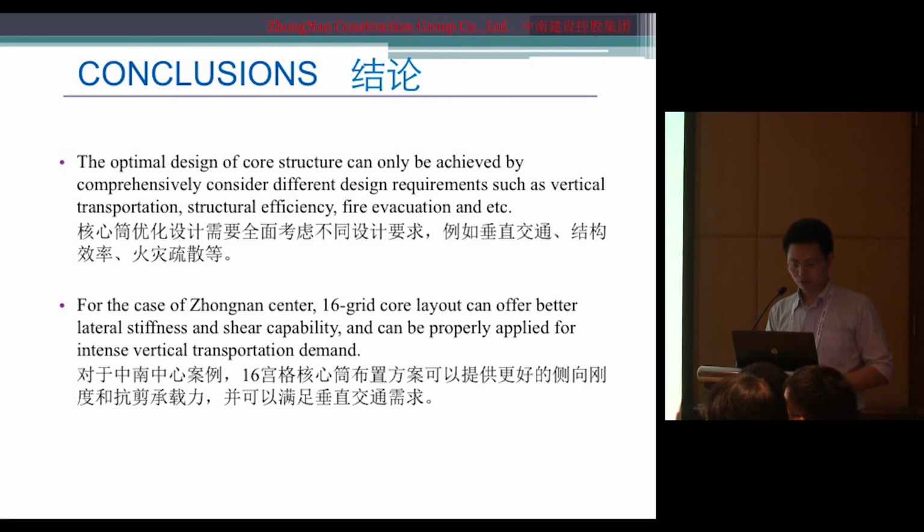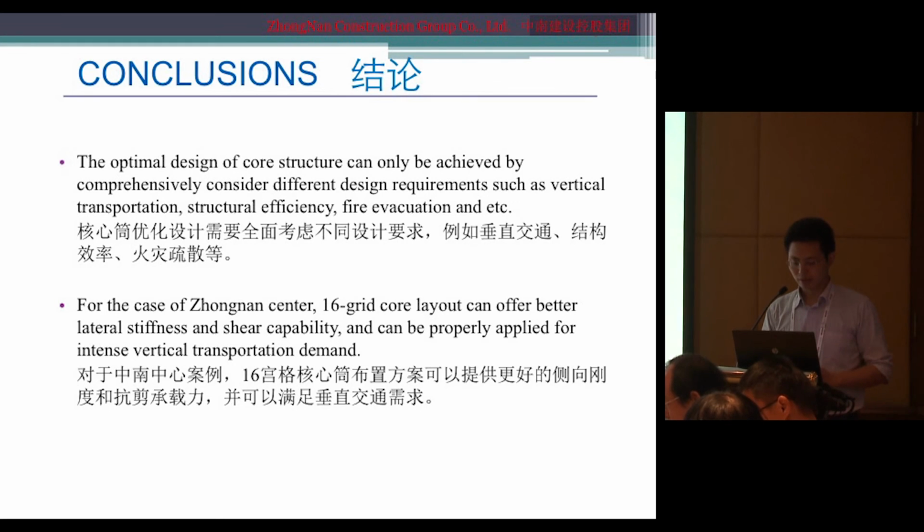And here are the conclusions. To optimize the design of the core structure, we need to take into consideration different design requirements, including vertical transportation, structural efficiency, fire evacuation, and etc.